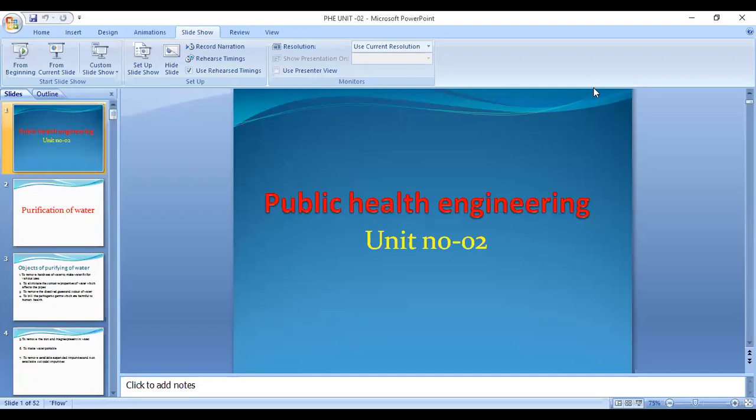In some previous lectures, we have been discussing Unit 2 of Public Health Engineering, that is the purification of water. In this unit, we discussed some methods or processes of purification of water. The first process is screening, the second is aeration, the third is sedimentation, and the fourth is coagulation of water. Up to this we had discussed in previous lectures.